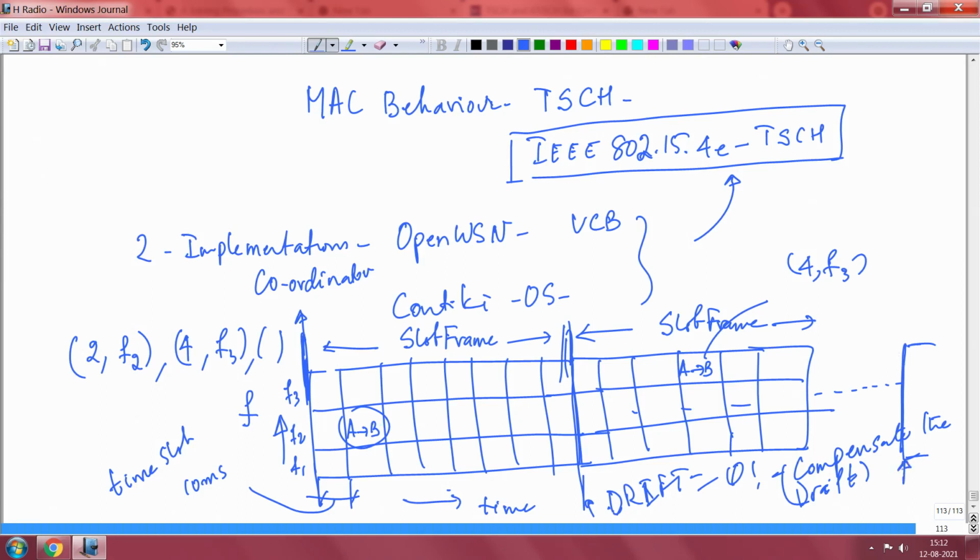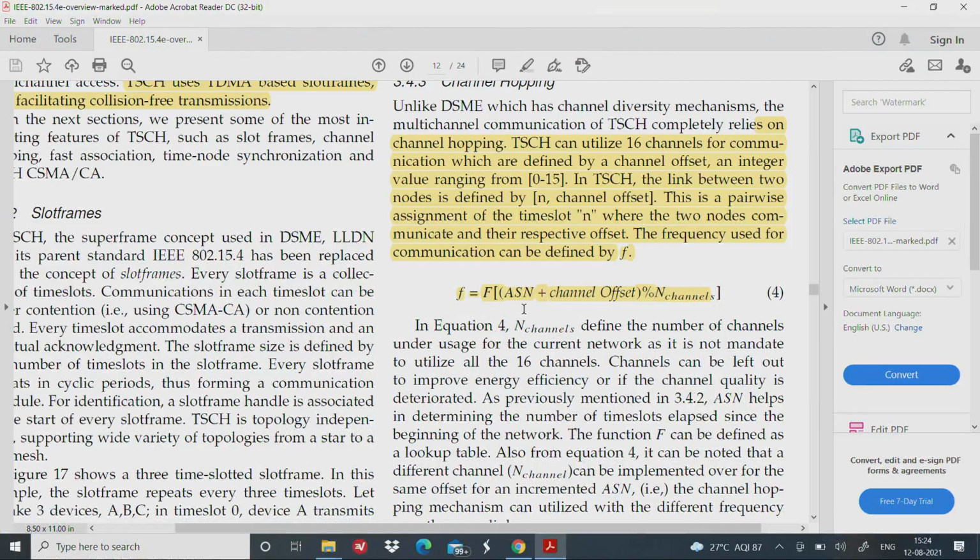You know the current time slot, you know the current time, and from the very first time the first time slot started, which is the absolute slot number, you can add it to the channel offset and take a modulo of the number of channels. Typically modulo of 16 is taken, I think they choose 16 channels, and you get your corresponding frequency that you want to settle down to. So essentially you can see that n comma channel offset is what is mentioned here, and I have also put down almost the same thing, an integer value ranging from 0 to 15.